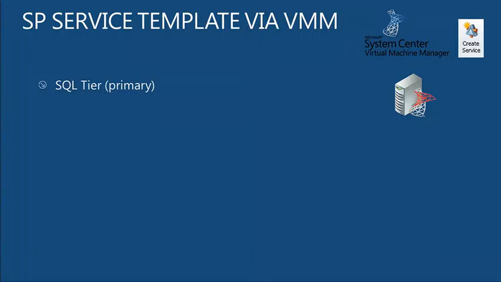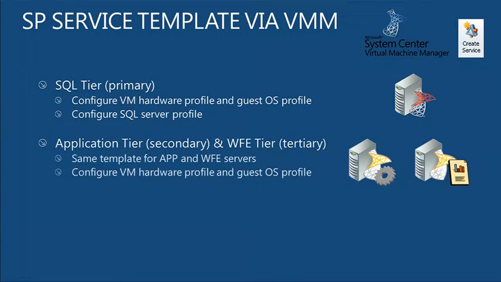We then go into Virtual Machine Manager and create a service template, a 3-tier service template. Make sure that when you do it, you have the order right. So the SQL tier needs to be your primary tier. The application tier needs to be your secondary tier. Makes sense because we can't install SharePoint or configure SharePoint if there's no SQL server. And then the web front end should be your tertiary tier. So you know that you can join the farm and that the application server is already there.